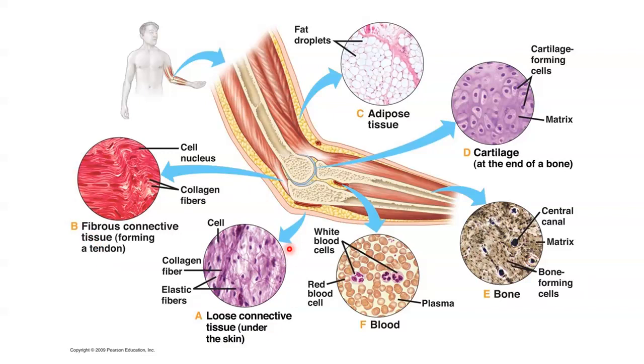We have loose connective tissue, which holds our organs together and often sits underneath the skin. We have blood, which is a special form of a fluid connective tissue. Bone is a connective tissue, as is cartilage, and as is adipose tissue or fat.